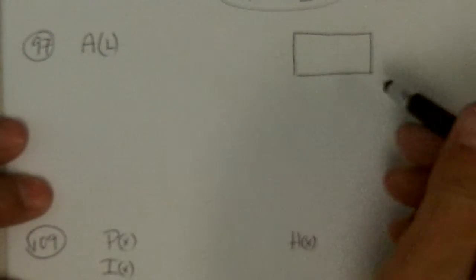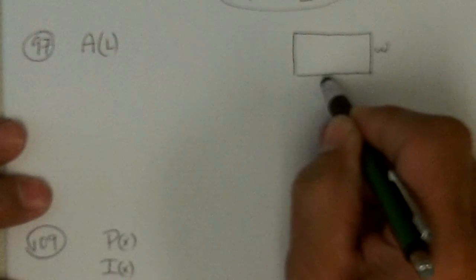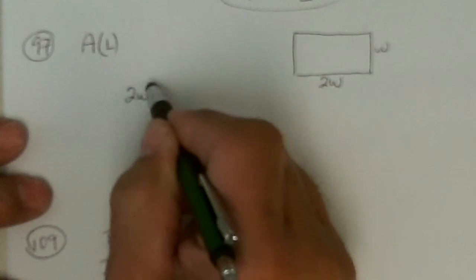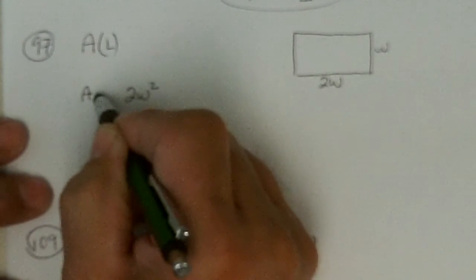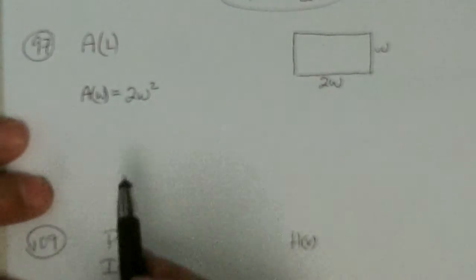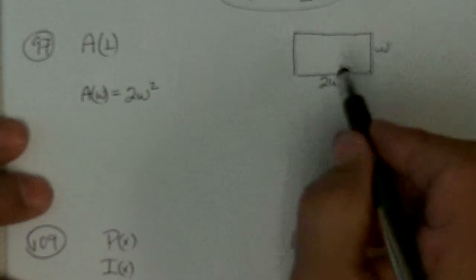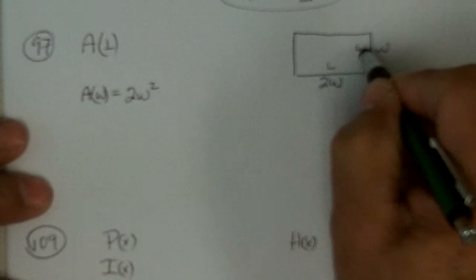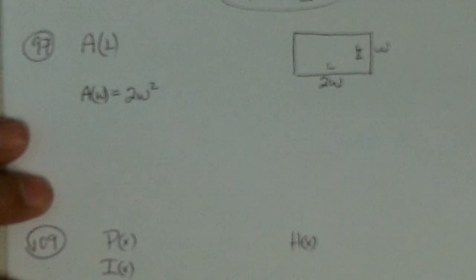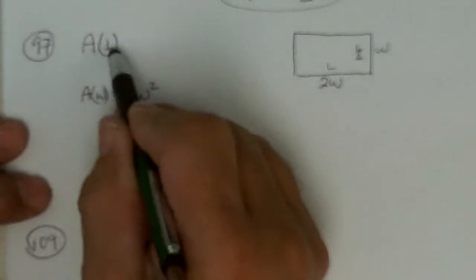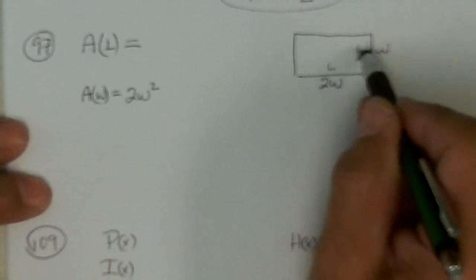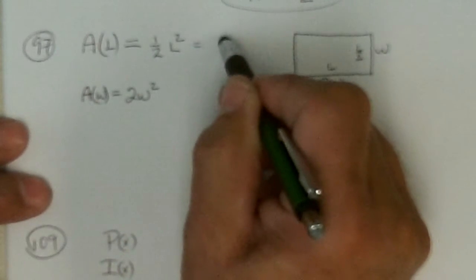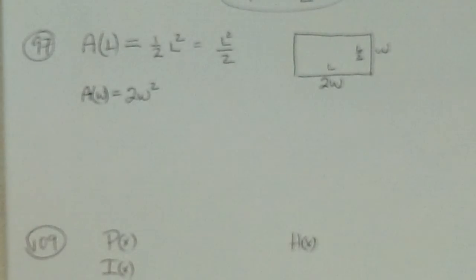97 said we have a rectangle where if that's the width, the length is twice the width. So the area of this would be 2w squared, but that would be the area as a function of w. They wanted it as a function of L. Well, if this is the length and it's twice as long as the width, then the width must be the length cut in half, or 1/2 L. So the area as a function of L would be L times L over 2, or 1/2 L squared. L squared over 2 would be another way to write that.